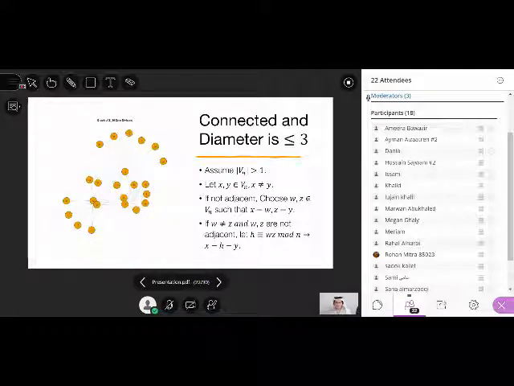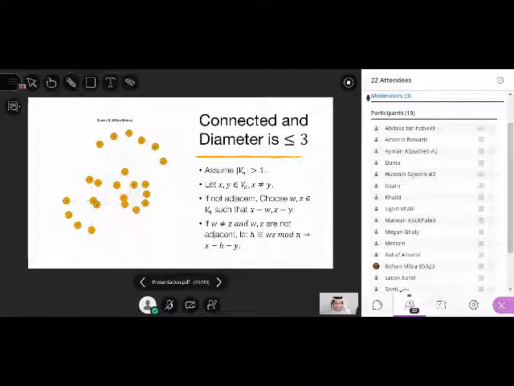And now I'll show that it is connected and has a diameter of less than 3. Remember what a diameter is: it's the greatest distance in a graph. So assume that the cardinality of Vn is greater than 1. Cardinality means the size, or the amount of elements in the set. So again, we're assuming that the graph is not a singleton. The graph should have at least 2 vertices. Let's choose any x and y in Vn such that x is not equal to y.